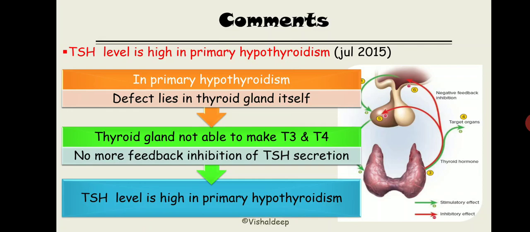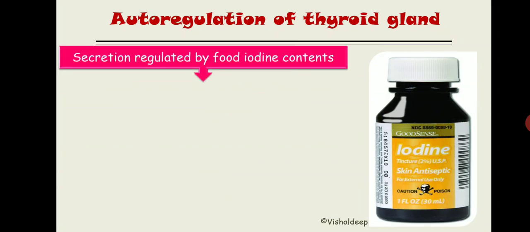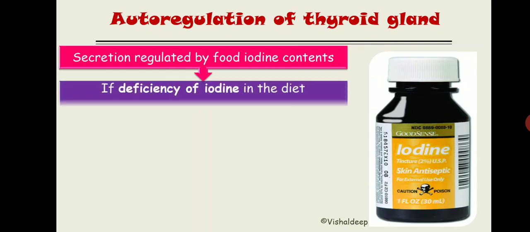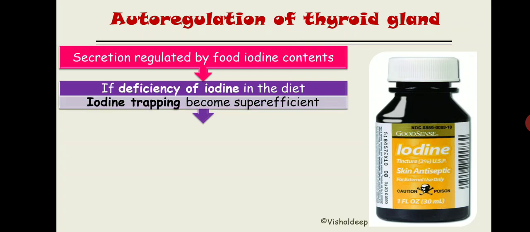Now the next portion of the regulation is the autoregulation of the thyroid gland. This regulation is basically by iodine in the diet. So secretion is regulated by food iodine content. If there is a deficiency of iodine in the diet, this iodine trapping, the first step of thyroid hormone synthesis, becomes super efficient. This NIS pump, sodium iodide symport, will be activated super efficiently and make sure that more and more iodine will be transported inside the thyroid cell.